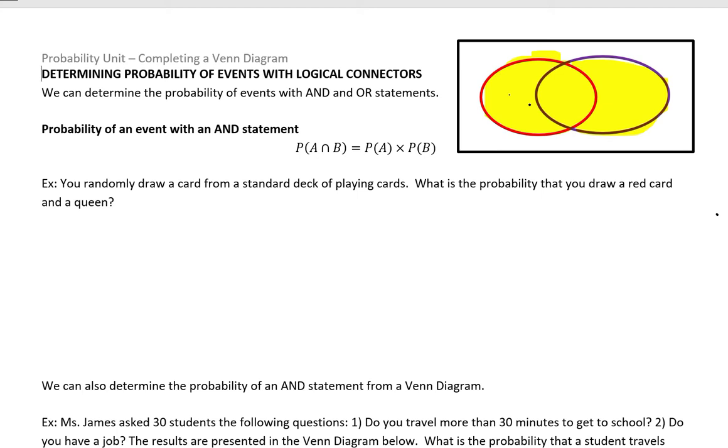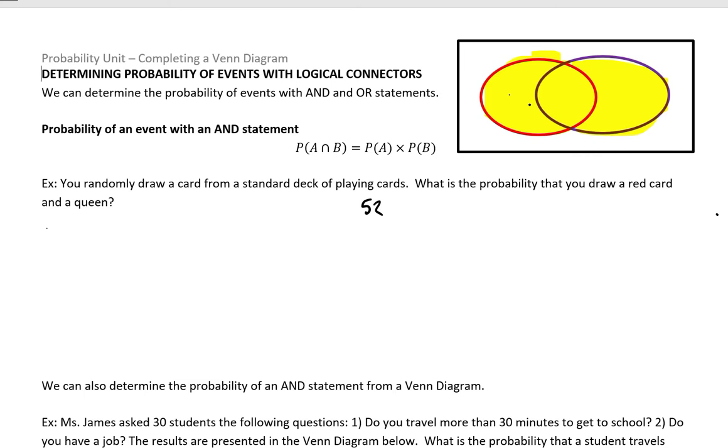We randomly draw a card from a deck of playing cards. There are 52 playing cards in a deck. What's the probability that you draw a red card and a queen? For this example, we could do it two ways. We'll do it the logical way, just using logic, and second, to make sure that our calculations are right. Half of the cards are red cards. They're half red, half black.